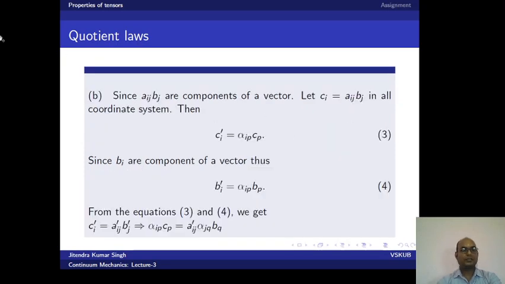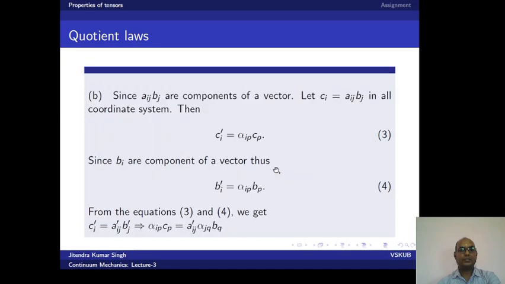Now we shall discuss the second quotient law. Here it is given that a_ij b_j are components of a vector. So I am assuming that a_ij b_j is equal to c_i in all coordinate systems. Since c_i are the components of a vector, it follows the transformation rule for a vector, or first order Cartesian tensor, so c_i dash is equal to alpha_ip c_p. Since b_i are components of a vector, it also follows the transformation law for a vector, so you can write b_i dash is equal to alpha_ip b_p.